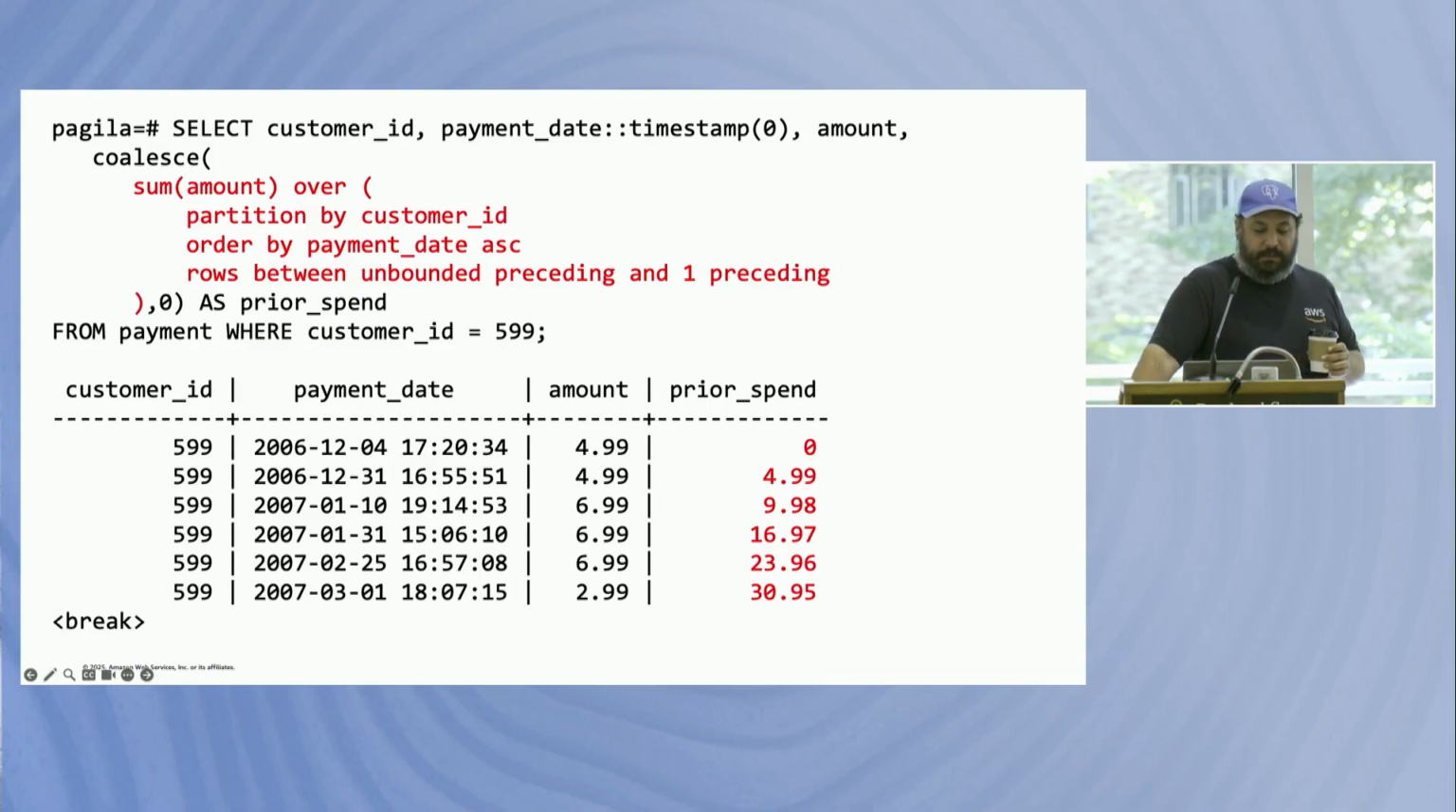Depending on how good you are at math, you can double check that it has actually given you the right data. The first time the person came in, they spent $4.99. They had never spent any money before. If we look at the next row, they spent another $4.99, and they had spent $4.99 before. Then they come and spend $6.99. Previously, they'd done two $4.99s, which is $9.98, and on and on and on.